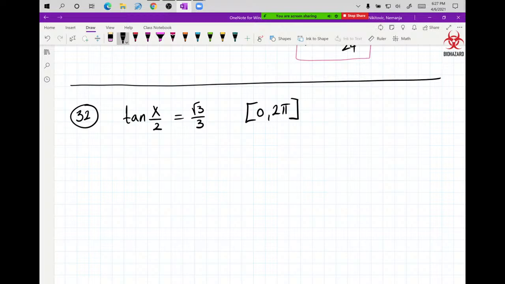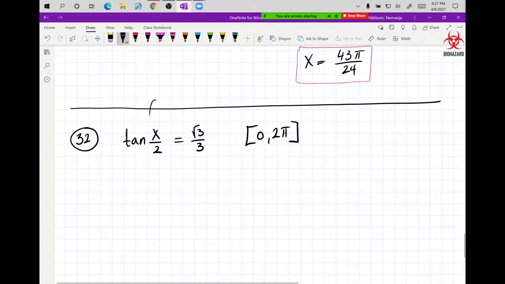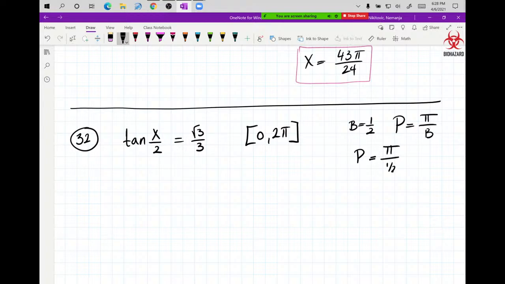Good. Now, tangent period is pi, so technically it's like 2 periods, but then the period was tempered with over here because it's not x, it's x over 2. So we go b equals 1/2. For the tangent, period is equal to pi over b. That's something that, again, you need to know from chapter 4. So now, the period is pi divided by 1/2, which is actually 2 pi. So we just made the period of tangent to be the same as the sine and cosine.